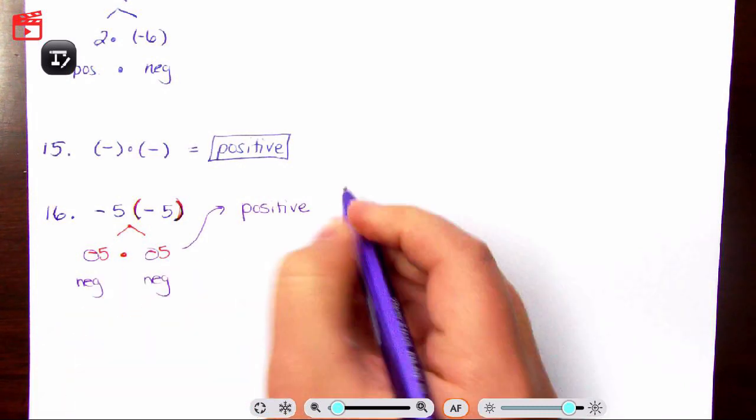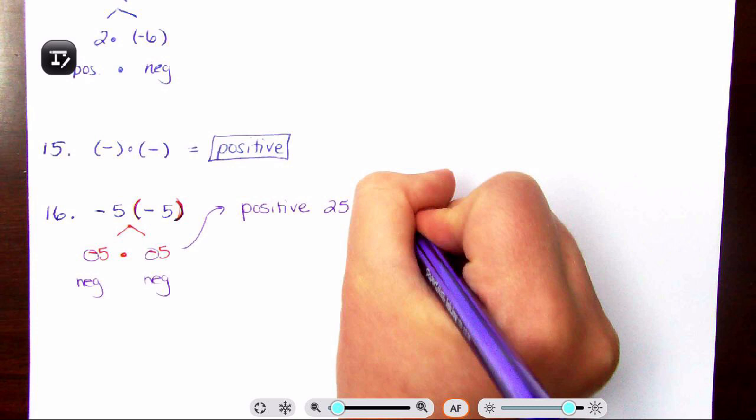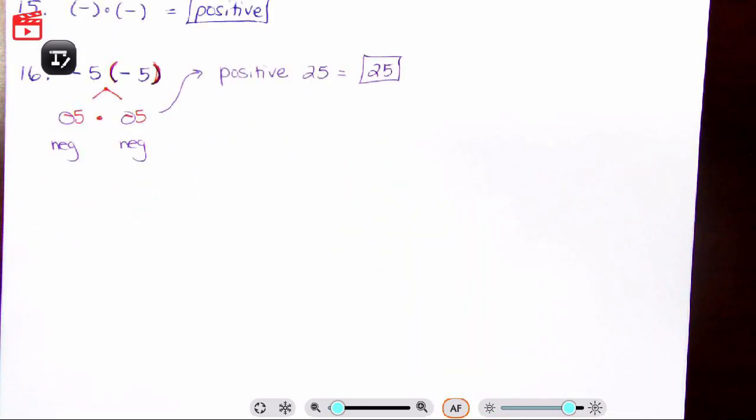And then what is 5 times 5? 5 times 5 is 25. So instead of writing the word positive, we're just going to say 25, or you can put a plus in front of it, up to you. Number 17. Number 17, it tells me 6 minus 12.